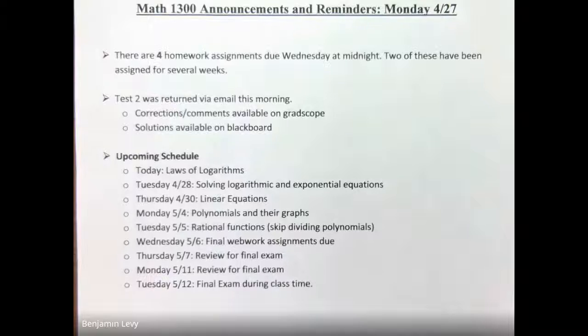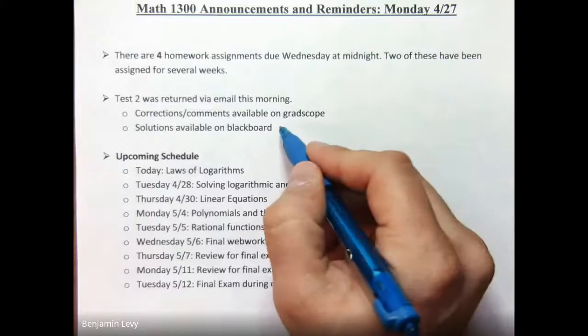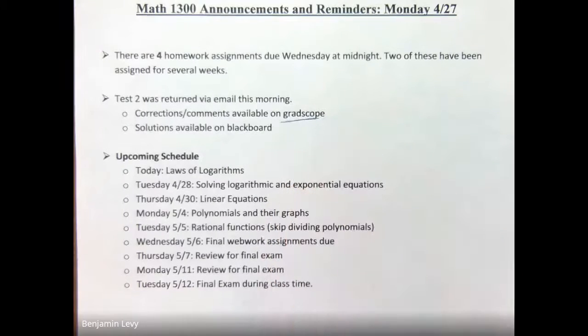A minute ago I posted, and it says right here, I posted test scores and I returned your corrections via email this morning. So I use this website called Gradescope to do the grading. What that allows me to do is set a rubric up for each question, and I can click through and leave some comments on your questions, kind of similar to what I would have done if I had your test and was able to write on it. So it's a nice little feature, a nice website.